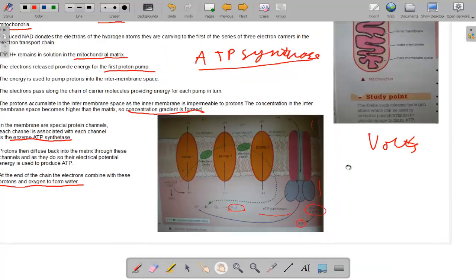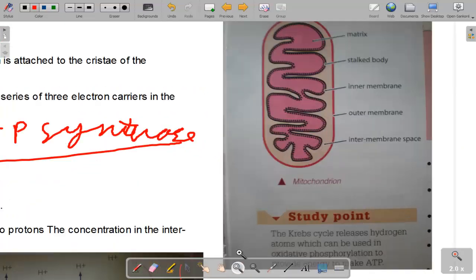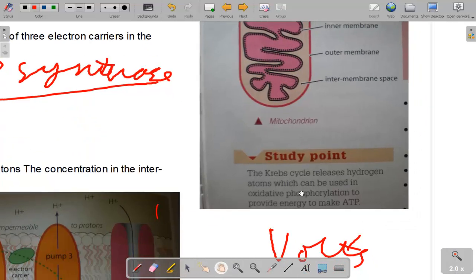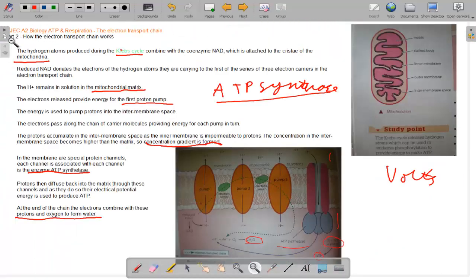Now, quick summary on the mitochondria, and a quick study point for you to appreciate. The Krebs cycle releases hydrogen atoms which can be used in oxidative phosphorylation to provide energy to make ATP. So that's a good point to make.